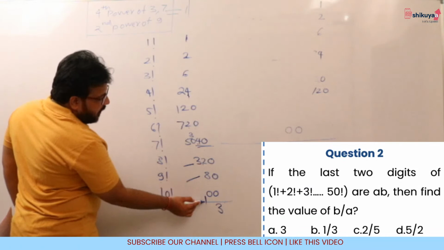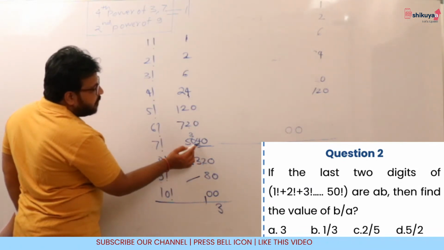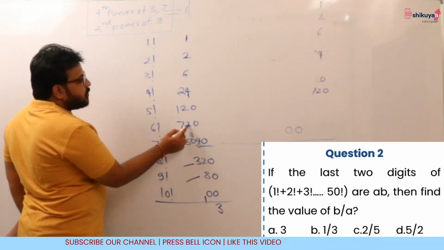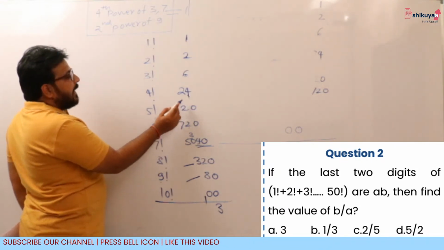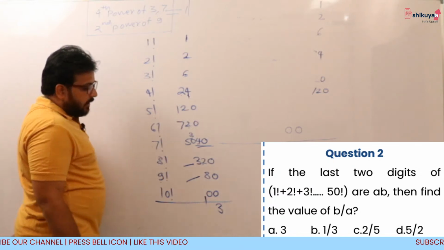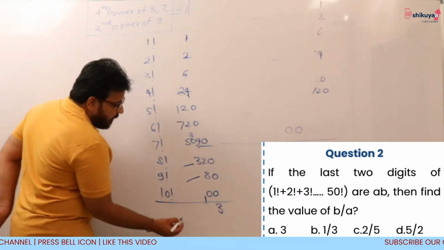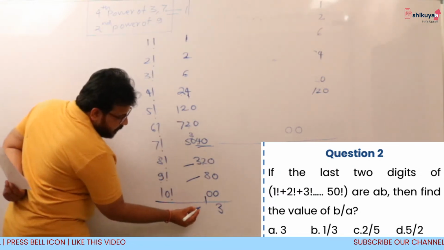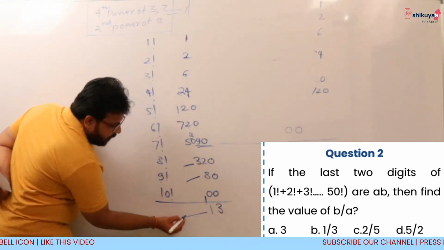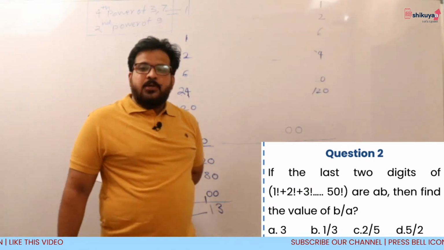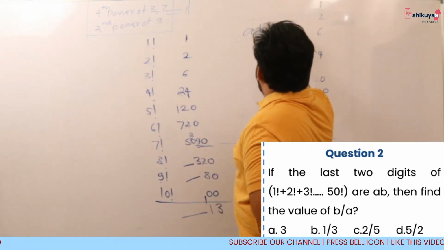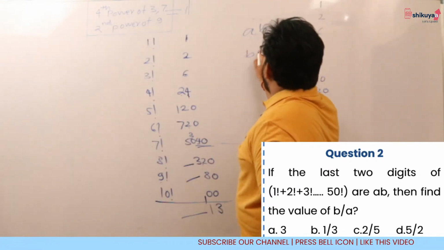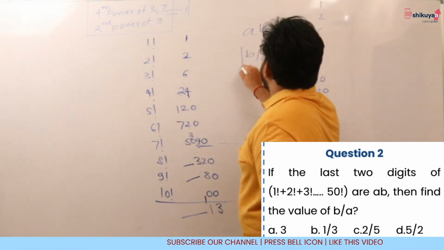So 8 plus 1, 9, 9 plus 2, 11, 11 plus 4, 15 plus 2, 17 plus 2, 19, 19 plus 2, 21, correct? I am not bothered about the next number. So the last two digits, AB, are 1, 3. So what is B upon A? The answer will be 3.